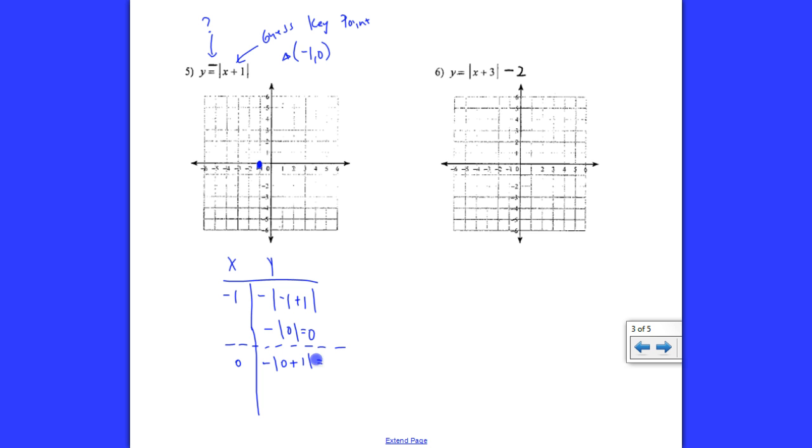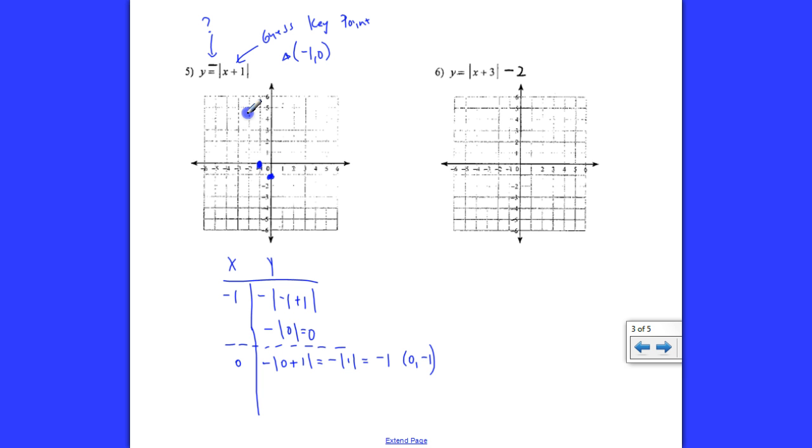That would equal, I'll work to the right this time, the opposite of the absolute value of positive 1. Since that negative sign is outside the parenthesis, that stays negative. The absolute value of 1 is 1, so it's actually (0, -1). Well, that's interesting. That's right here. So maybe that's not the key point. Maybe I picked the wrong key point.